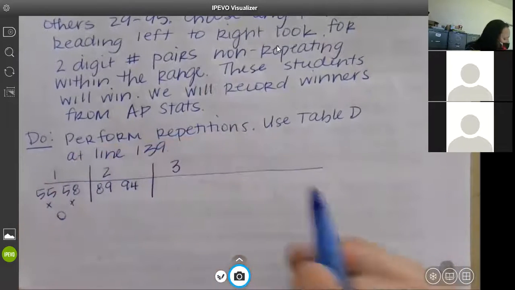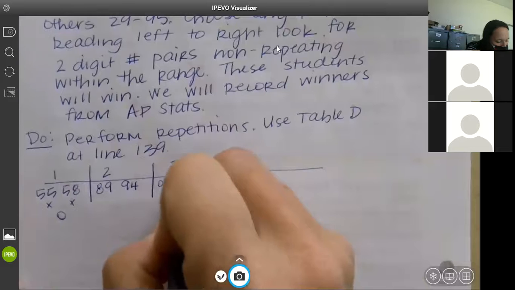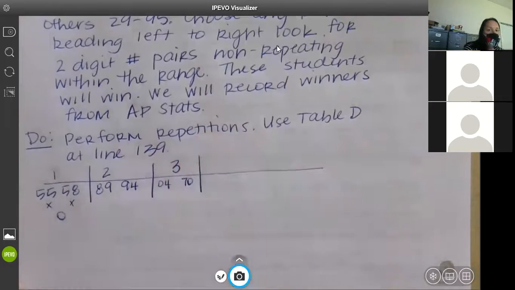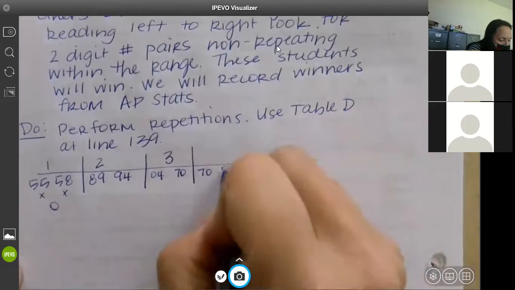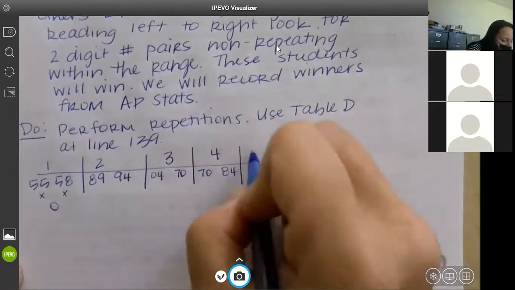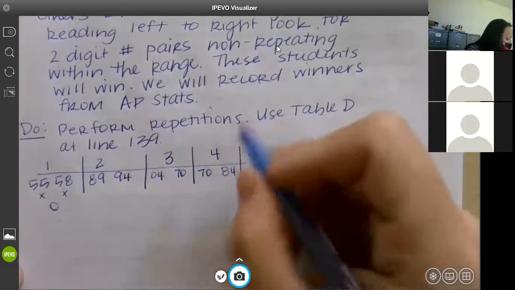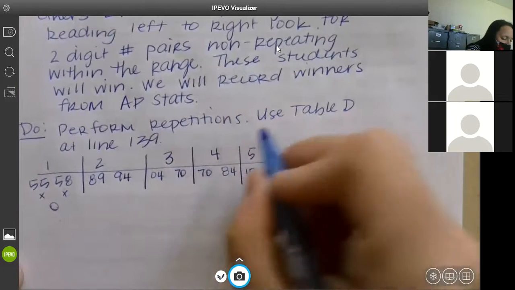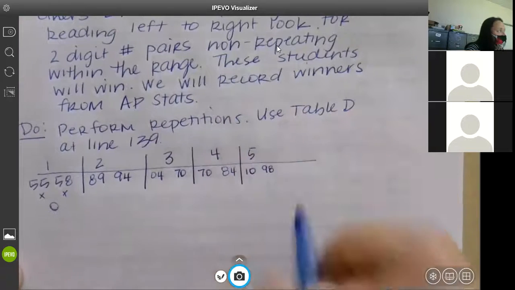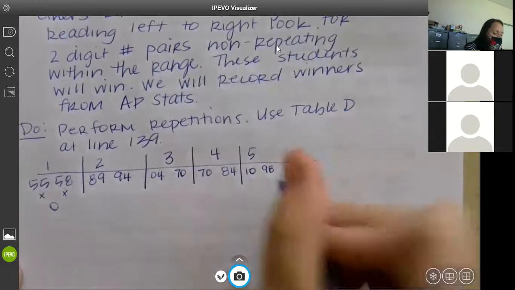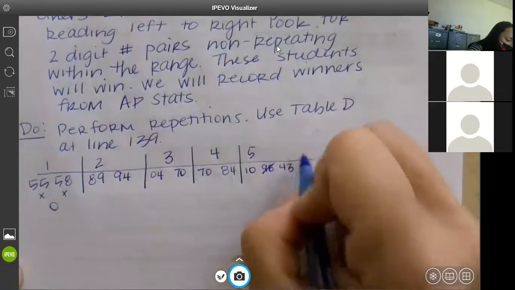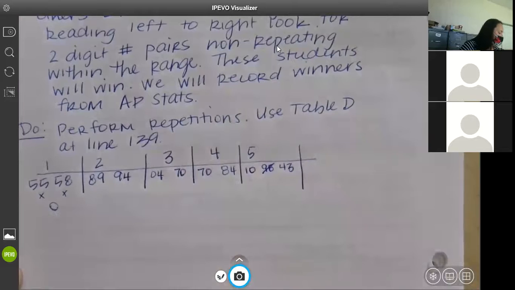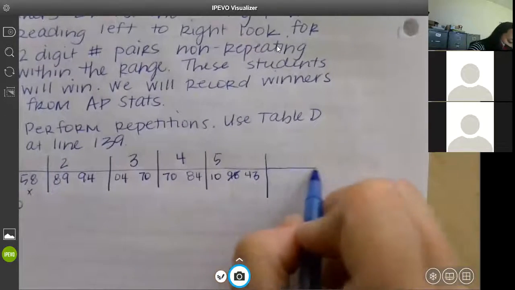What's my third set of numbers? 04 and 70. My next set of numbers are 70 and 84. My fifth set, watch this real fast. We have 10 and 98, but 98 is not in our range. So we ignore 98 and we move on to 43, which is in our range, okay? Is everybody good with that? All right, so that's how you deal with a number that's not within the range.